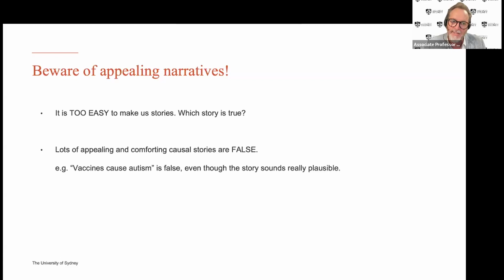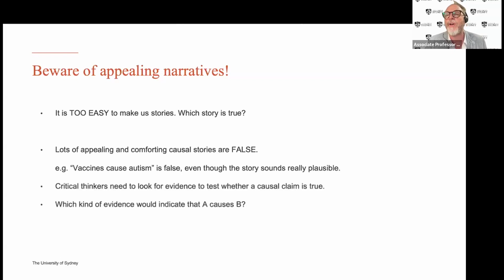And the big warning is lots of appealing and sometimes comforting causal stories are false. They don't match reality. So the explanation based story of why vaccines cause autism is very appealing to some people. Right? They think, yep, I can imagine how putting this dangerous thing in your body might lead to all sorts of terrible health effects later on. But for most of the vaccines that we use, there are not significant negative health effects, even though the story about how vaccines are causing these bad effects is an attractive story to many people.